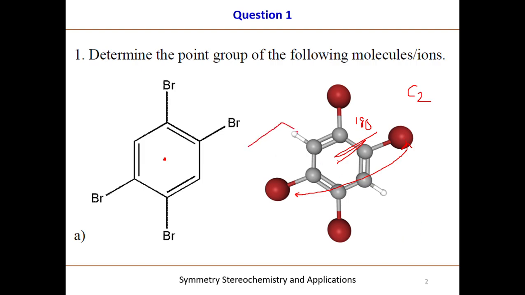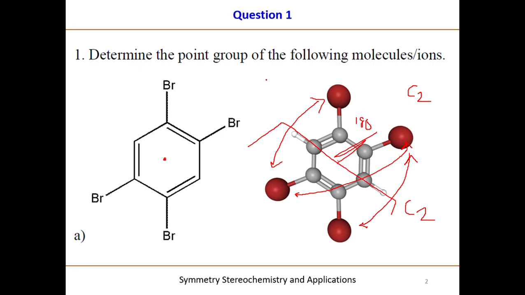Here we have another C2 axis perpendicular to the first one. If you rotate about this axis, you will get indistinguishable images, because these two atoms will interchange with each other, and these two will interchange with each other. So we will get indistinguishable images of each other, which look identical. That means here we have two C2 axes, perpendicular to each other.